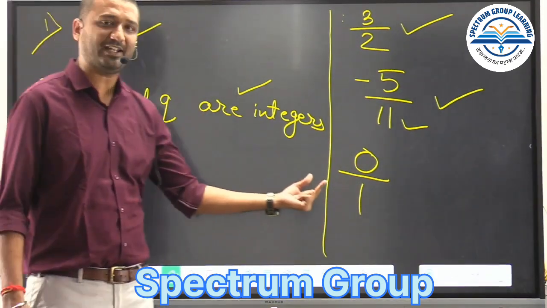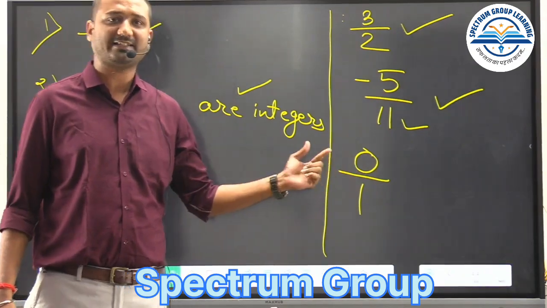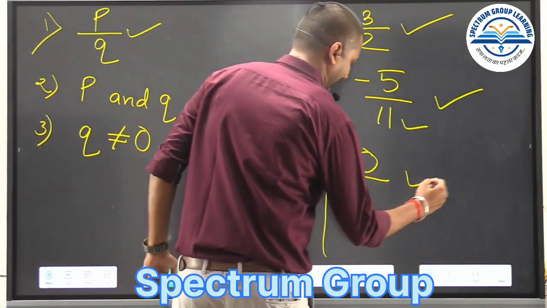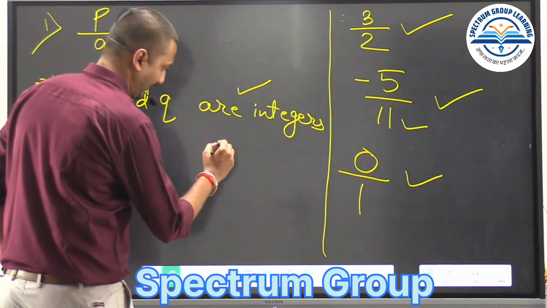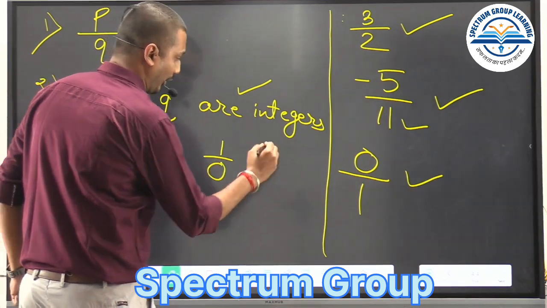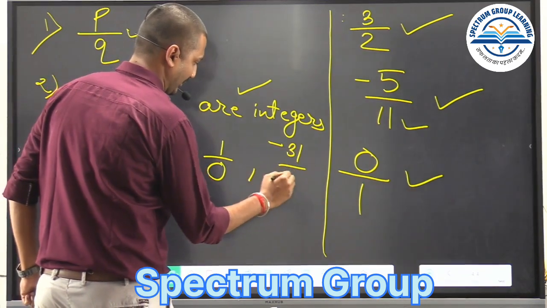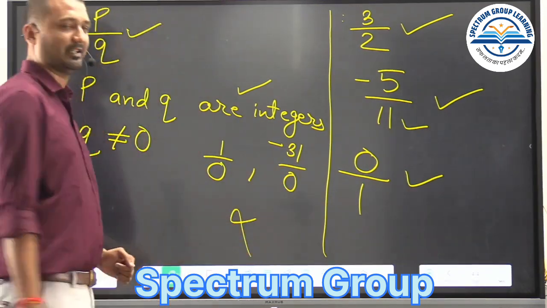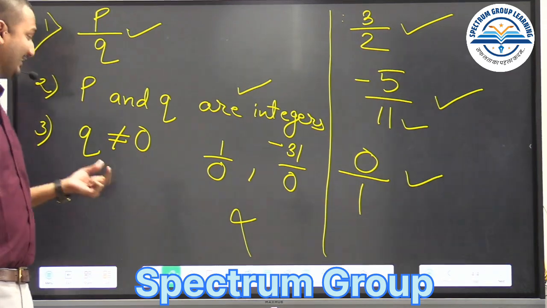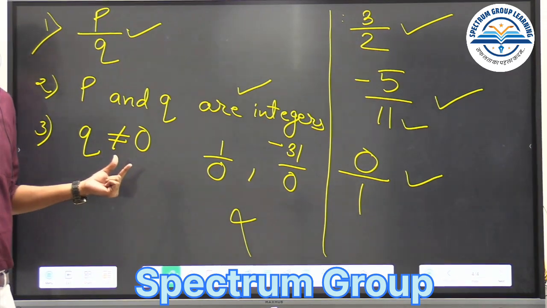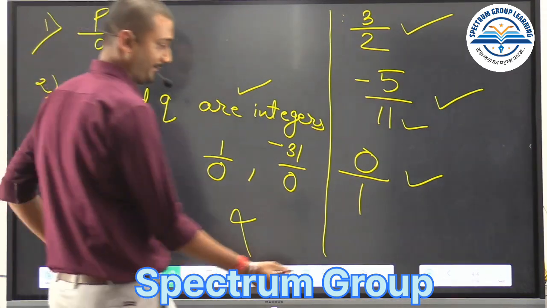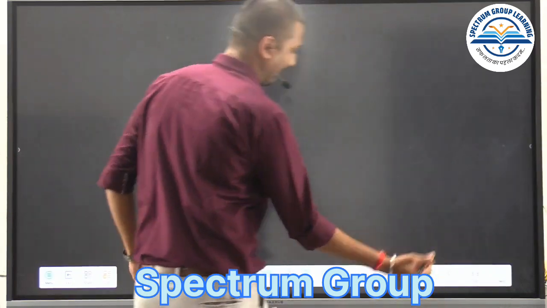हमें नीचे की वैल्यू 0 नहीं चाहिए, ऊपर 0 एक्सेप्ट होगा. That means it is a rational number. But if you write 1 by 0 or minus 31 by 0, these are not rational numbers, because they will not satisfy the third condition. Q is not equal to 0. ठीक? These are the examples.